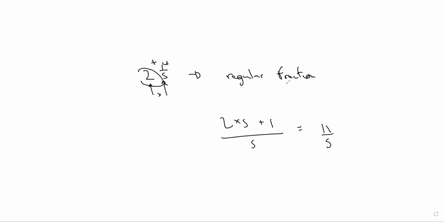So now let's do one in the opposite direction. In the opposite direction is converting from an improper fraction to a mixed number. So let's do 15/4, convert that to a mixed number. This is a bit less algorithmic. It's a little more difficult.